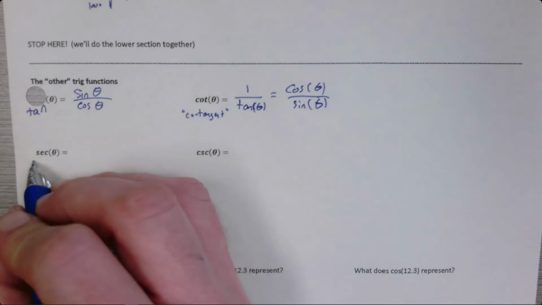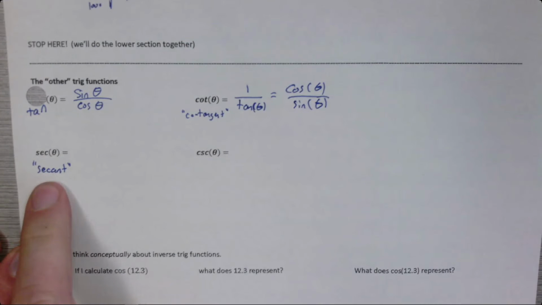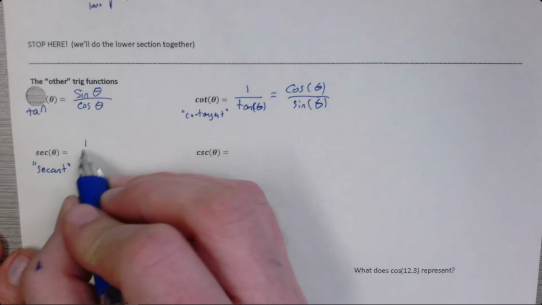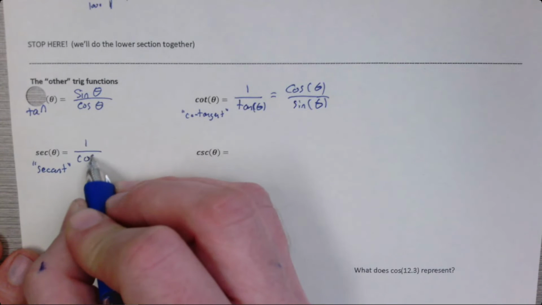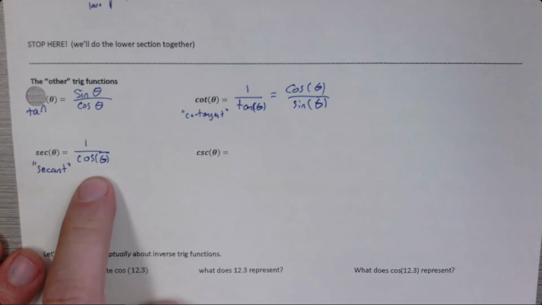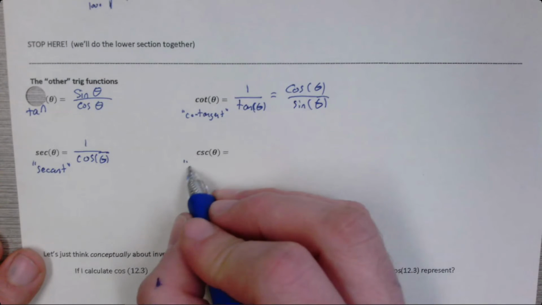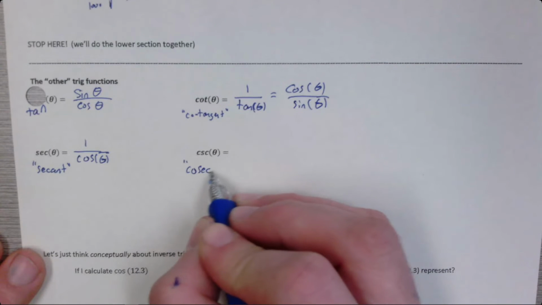This one is called secant. And secant is the reciprocal of cosine. This one is called, do you have a guess? Cosecant.